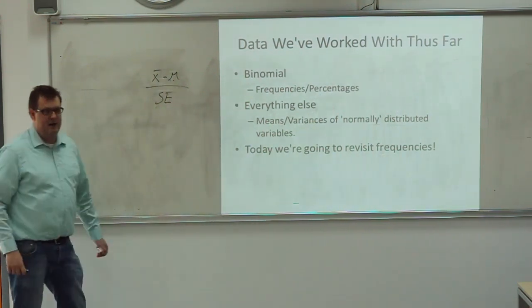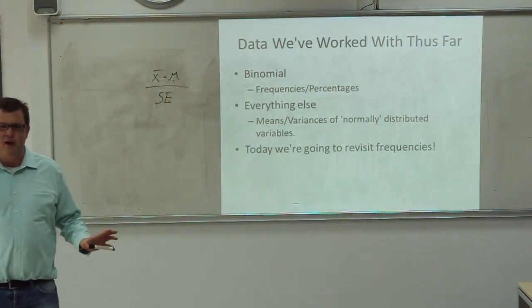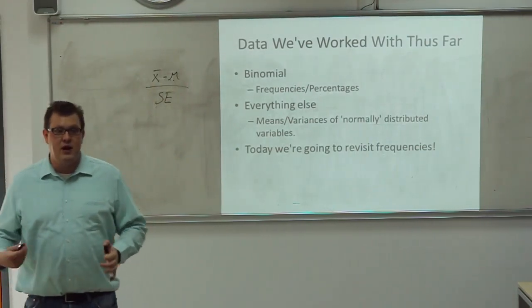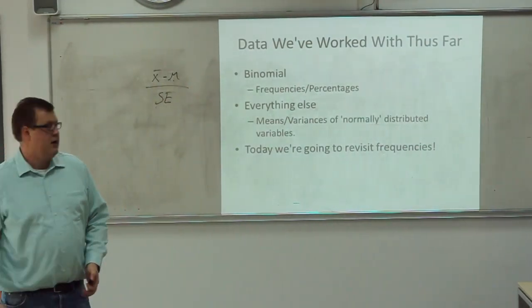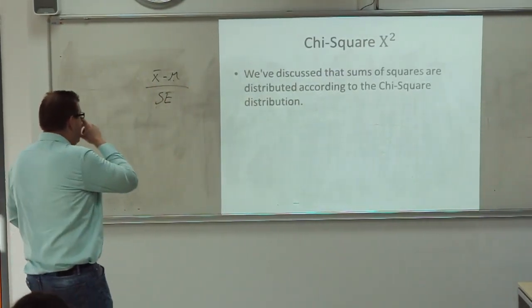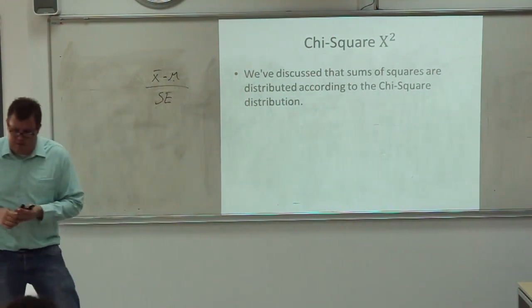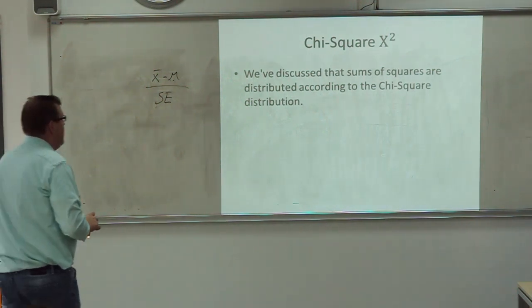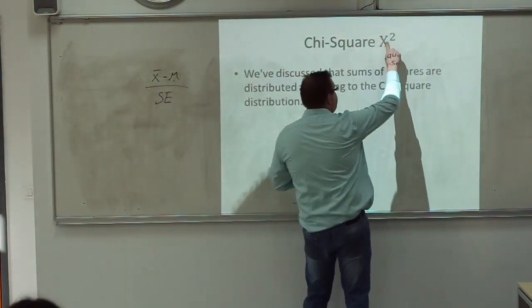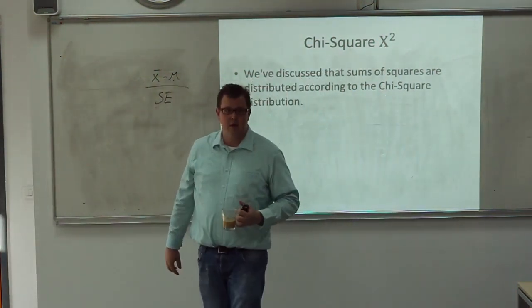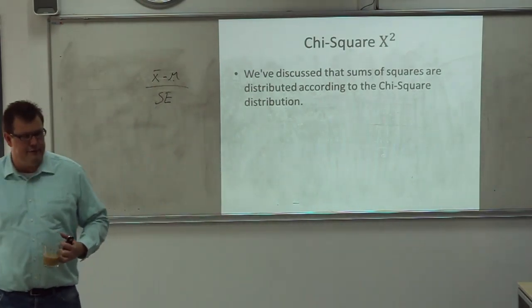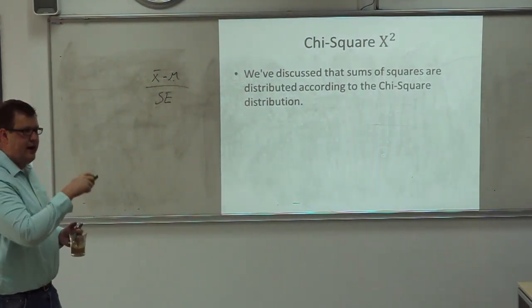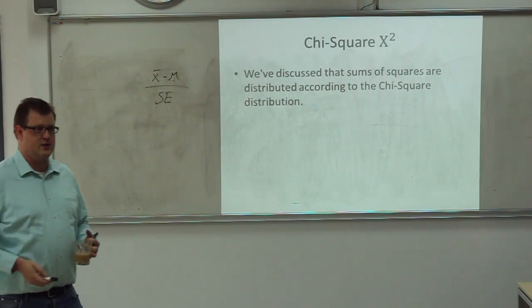We're going to go back, not to the binomial. We'll do the binomial quickly, but we're going to go back to frequency data. The test that we're going to do today is the chi-square, which is represented by the Greek letter chi, which looks like an x, but it's different. So if you see x squared, think chi-squared, not x squared.